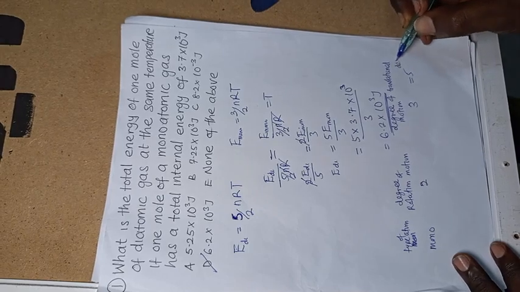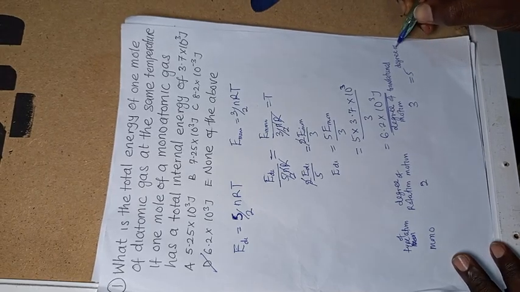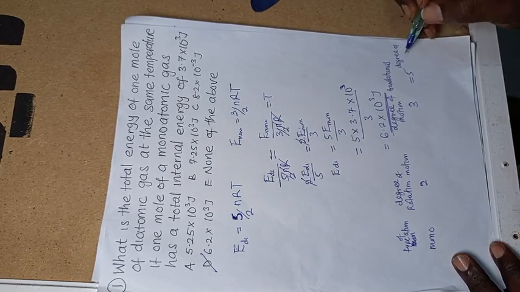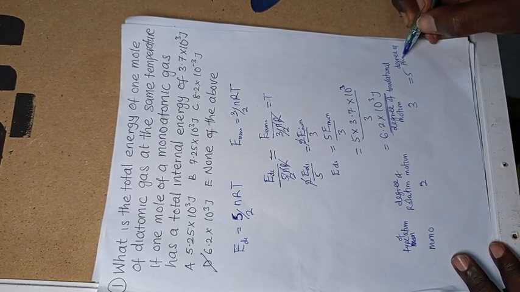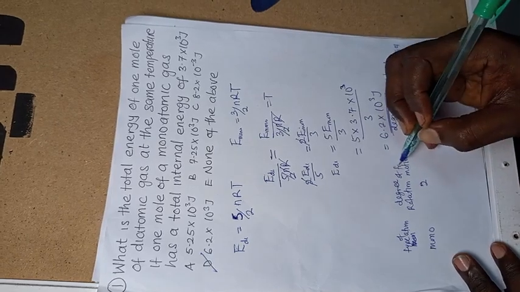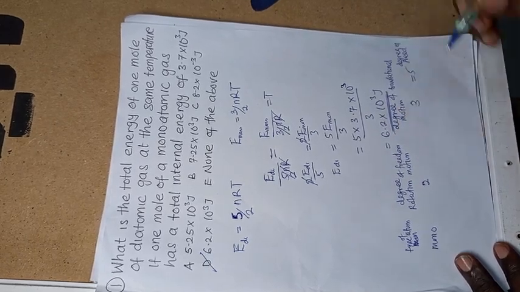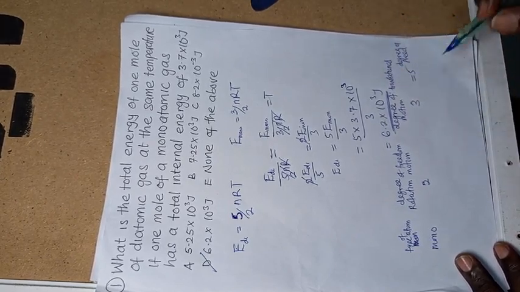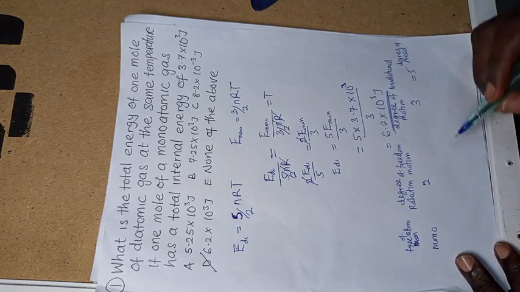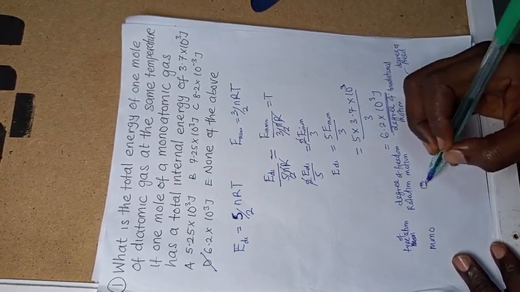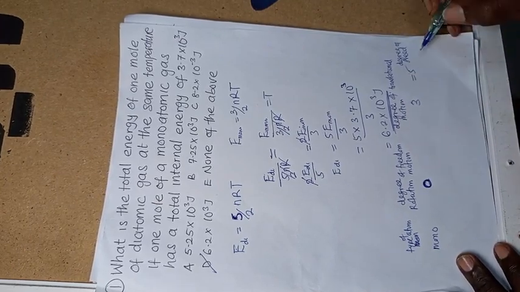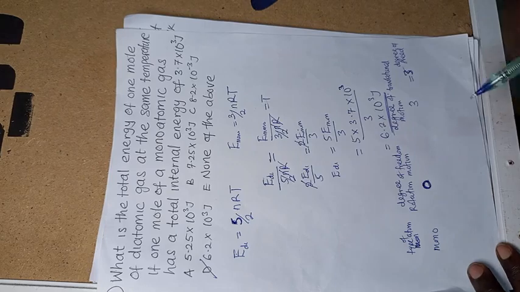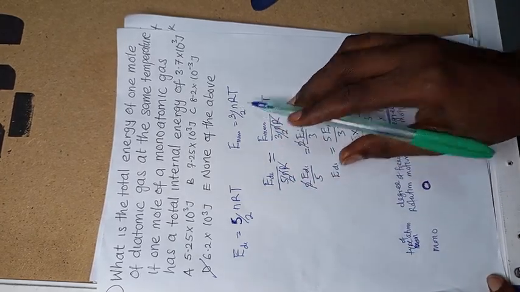So this one is the degree of freedom of dynamics. This is the degree of freedom of rotational motion, and this one is the degree of freedom of translational motion. You understand? For monoatomic, it's 3 translational and 0 rotational. Sorry, this has to be 0. Altogether is 3. So the formula is 3/2 nRT.